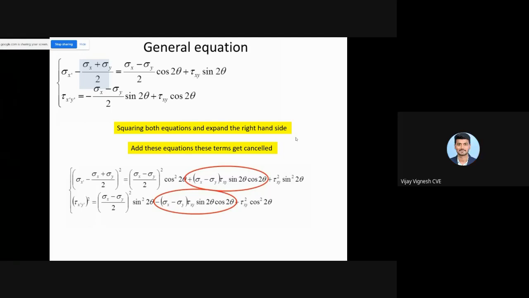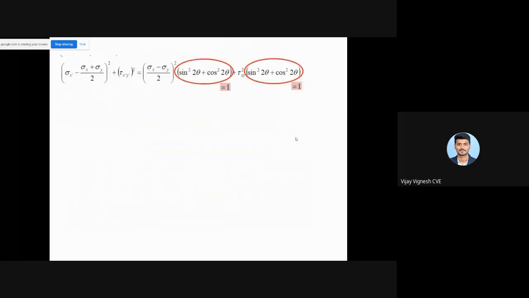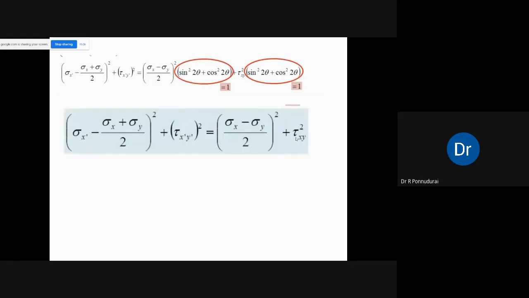Shall I continue? Yes, sir, you can continue. So now the equation becomes, already we know that sin squared 2 theta plus cos squared 2 theta is equal to 1. So we can get this value this way: (sigma x dash minus sigma x plus sigma y by 2) the whole squared plus tau x dash y dash the whole squared is equal to some value.